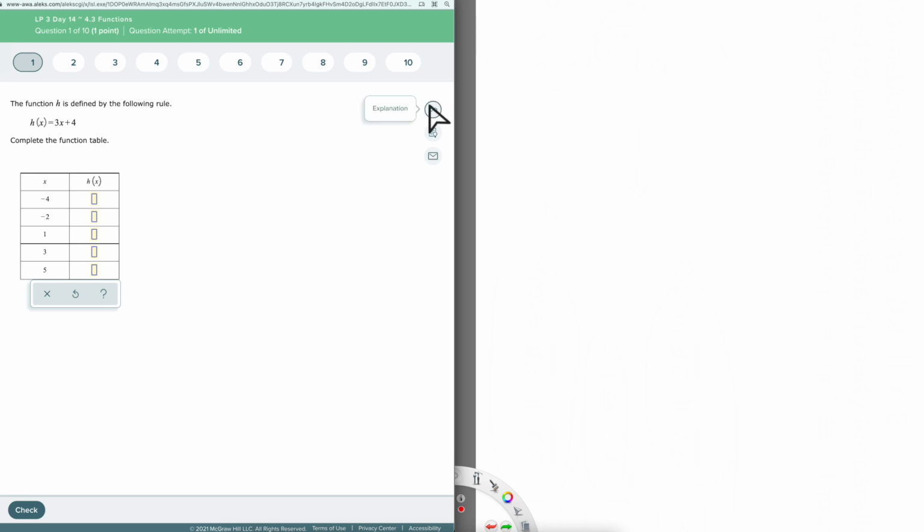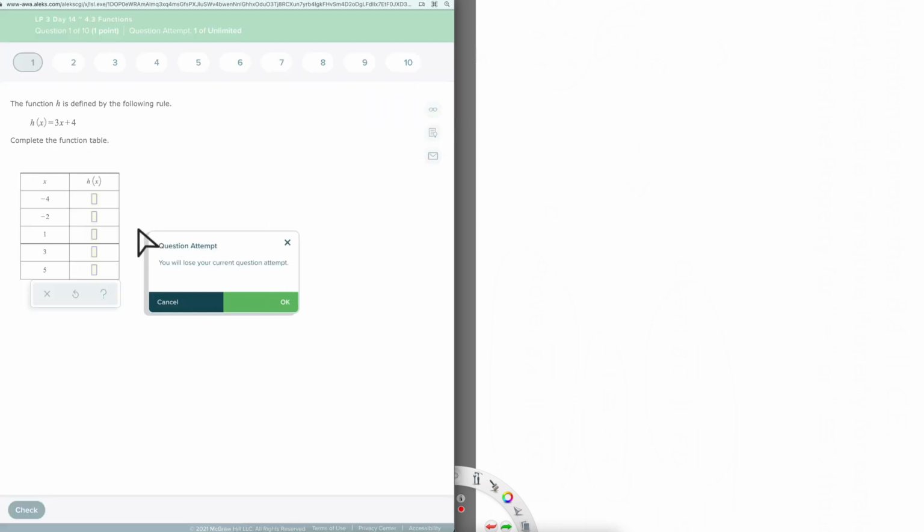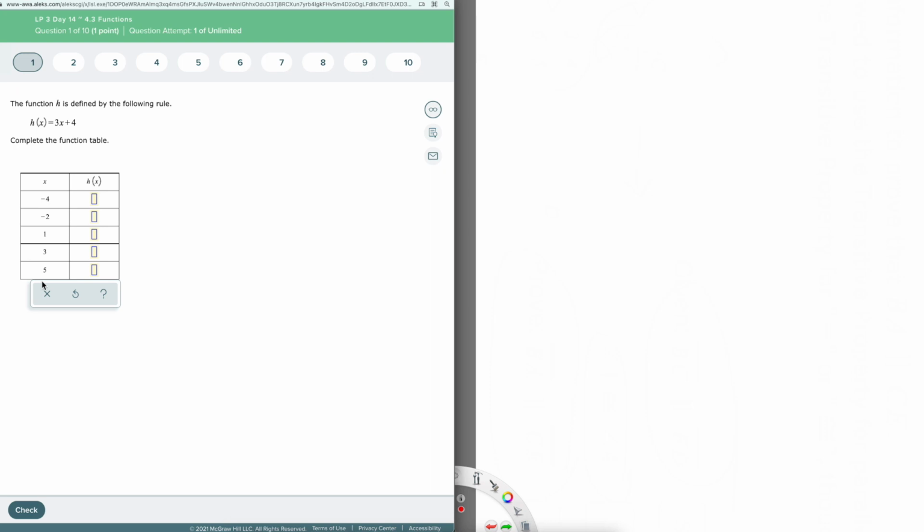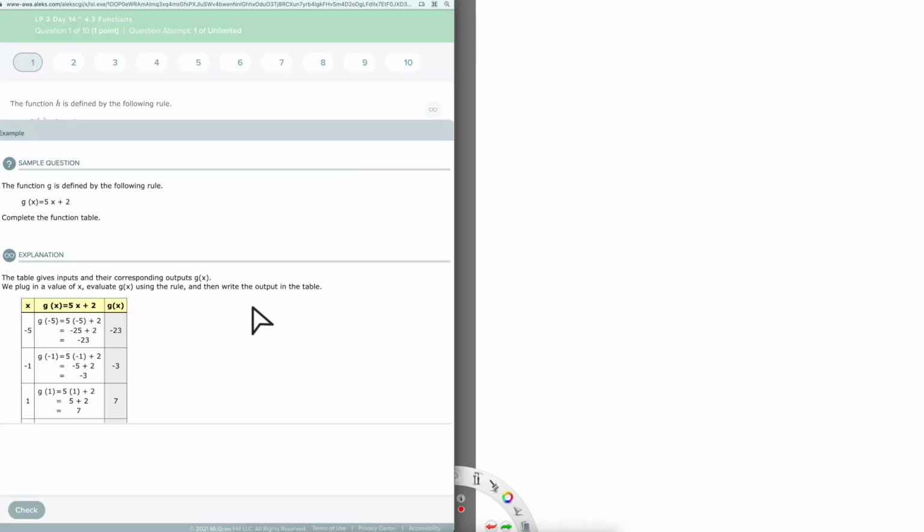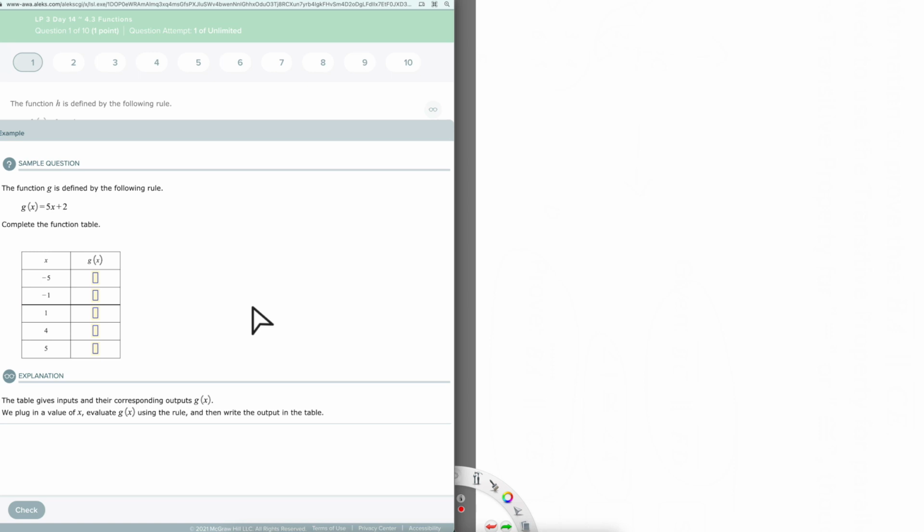On this side here, we have 3 tools. There's explanation, example, and message center. Explanation will literally give you the solution to this problem type, or not the problem type, sorry, this exact problem. So it says you're going to lose your question attempt because it's not going to give you the answer and then come and let you type it in. Example will give you an example of this problem type, so it'll show you exactly what to do.